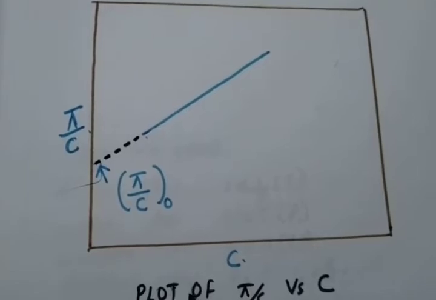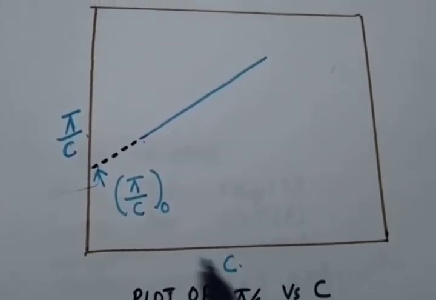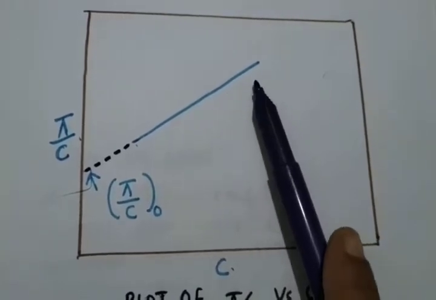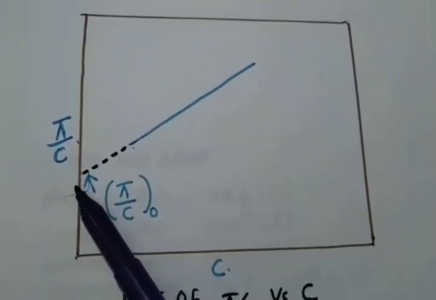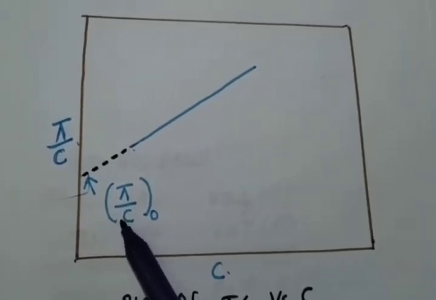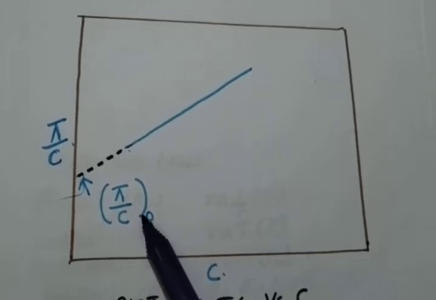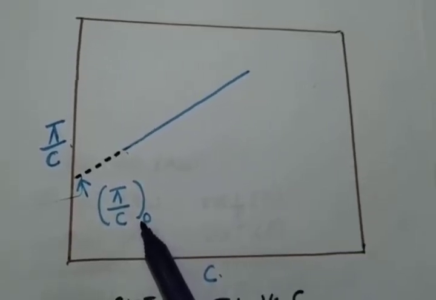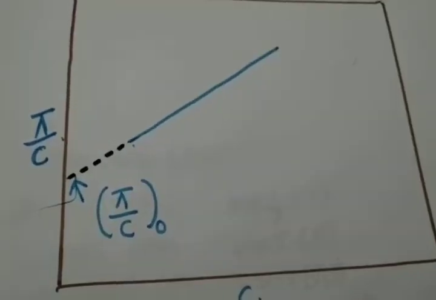Here you can see the plot of pi by c versus concentration. We get almost a linear plot which is extrapolated to concentration c is equal to 0. We will get a limiting value of pi by c at 0 concentration, that is equal to RT by M.